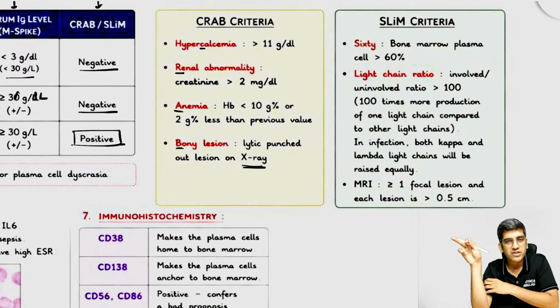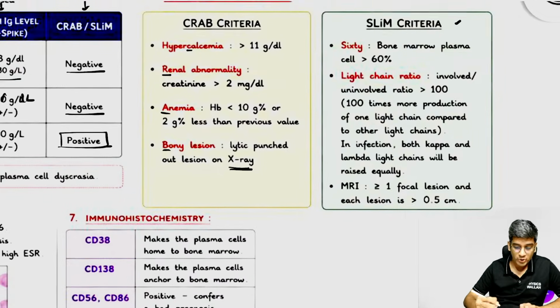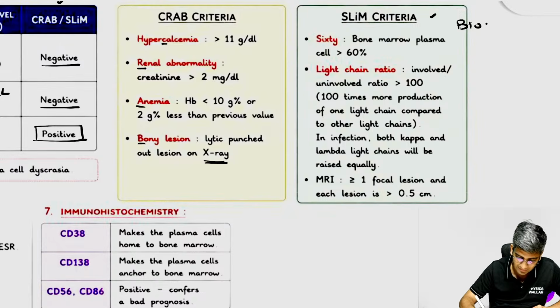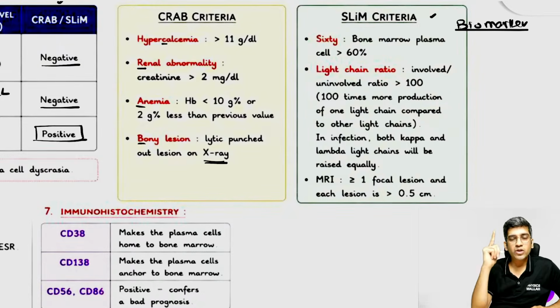And the calcium levels are causing electrolyte disturbances, and the kidney is also gone. This is the CRAB criteria, right? SLIM is the latest criteria, also called biomarkers of malignancy, which is very, very important to know. Any one of the SLIM criteria is enough for me to call it multiple myeloma.